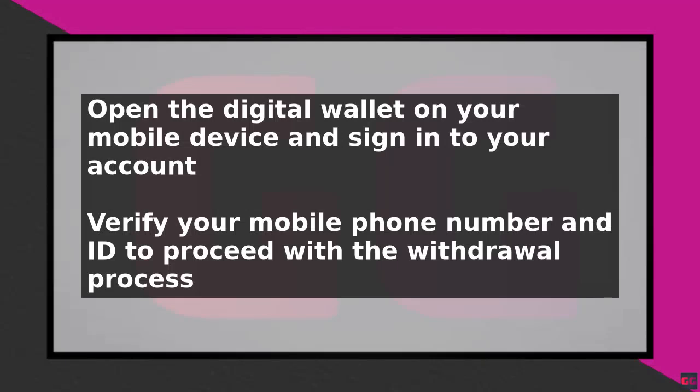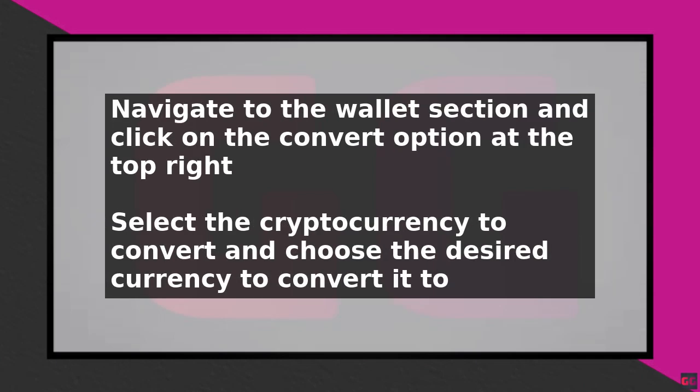To withdraw money from a digital wallet, start by opening the wallet on your mobile device and signing into your account. It is crucial to have verified both your mobile phone number and ID beforehand, as this is a requirement to proceed. Once logged in, navigate to the Wallet section, typically found in the second tab, and click on the Convert option at the top right.